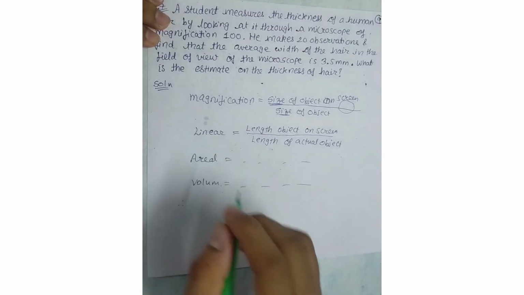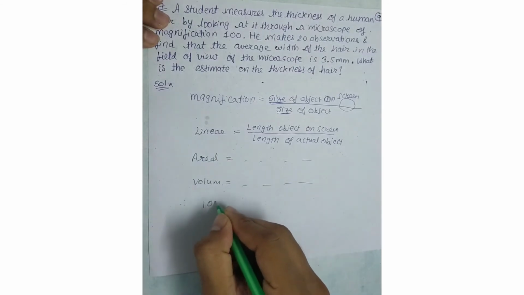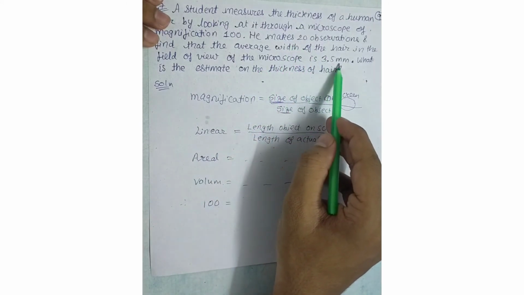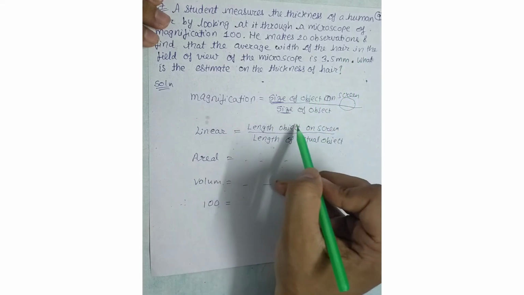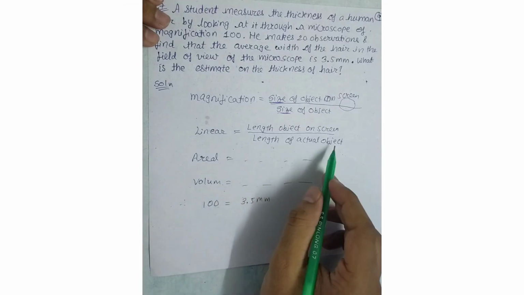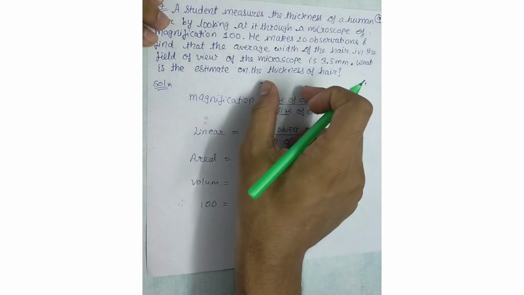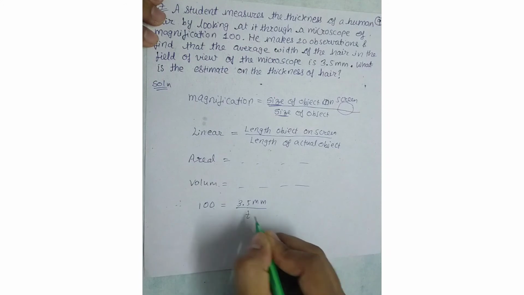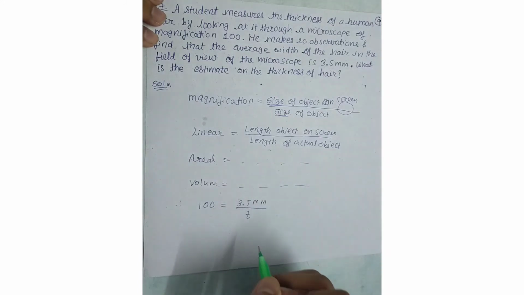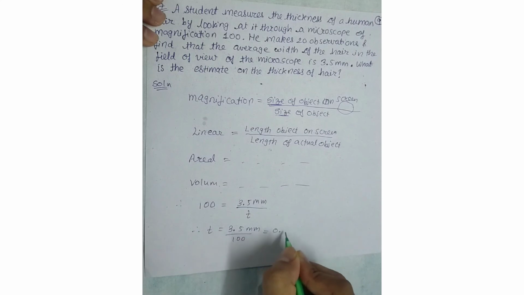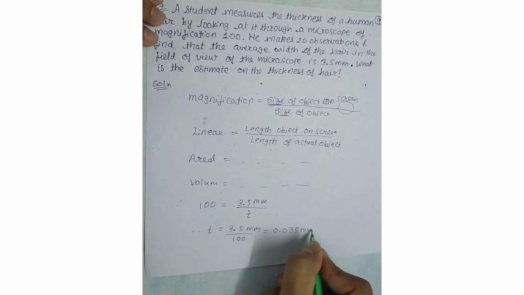Now here in linear magnification, the value is given as 100. The hair was measured in the microscope and it results in 3.5 mm. That is, on the screen of the microscope it was measured as 3.5 mm. And the length of the real hair is what we want to determine, that is, the thickness of the hair we want to measure. So let us say the thickness of the original hair or original object is T, that we want to determine. This can be written as T is equal to 3.5 mm divided by 100. This turns out to be 0.035 mm. Clear?